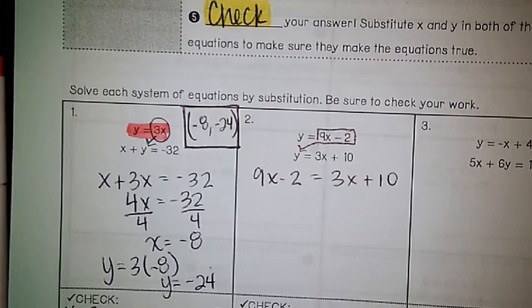So you are trying to figure out how to make your x's be on one side and the numbers be on the other. So what's the first thing I'm moving? 9 times x, negative 2, 3 times x, 10. Everybody saying 2. Okay, let's go ahead and move the 2. Okay, so what do I have to move next?